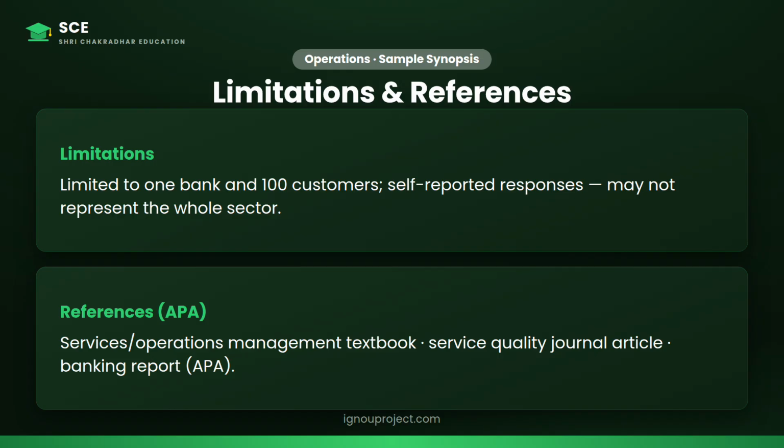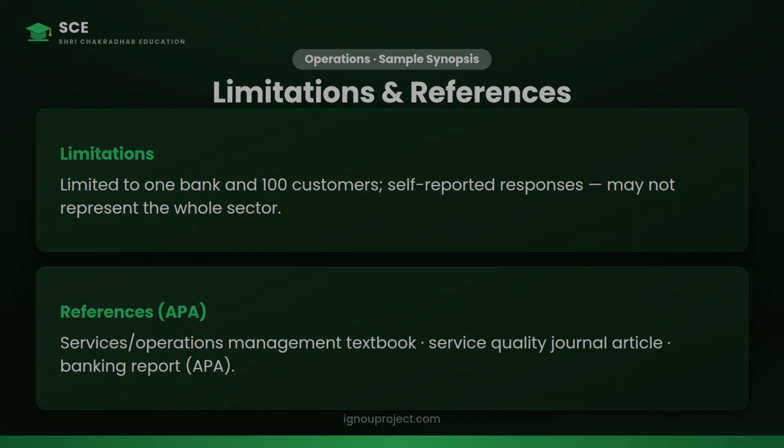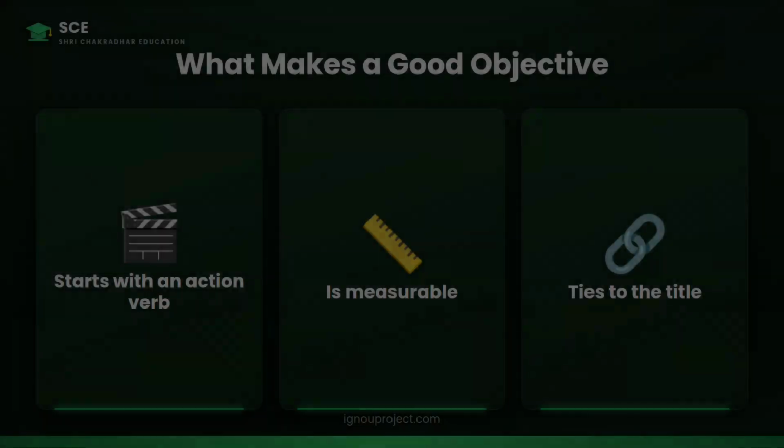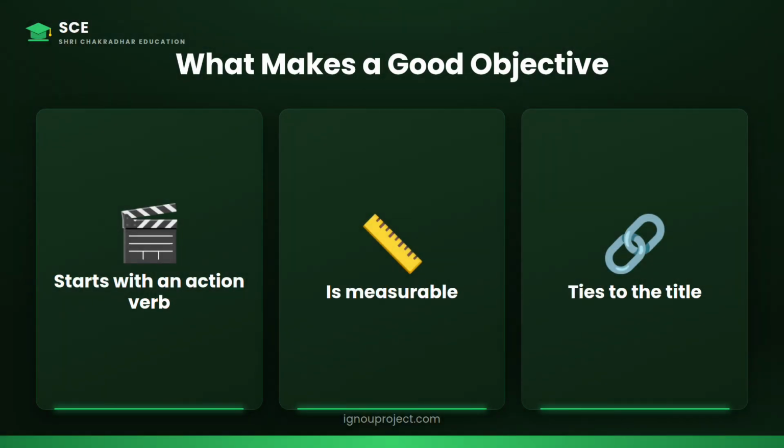That completes all 4 sample synopses: human resource, marketing, finance, and operations. You now have a ready model for every MBA specialization. Next, let's sharpen the 2 sections that decide approval the most: objectives and methodology, starting with objectives.